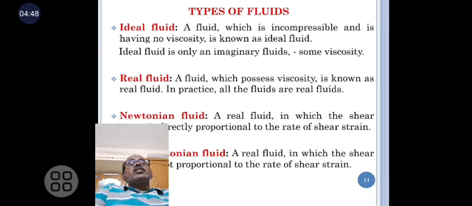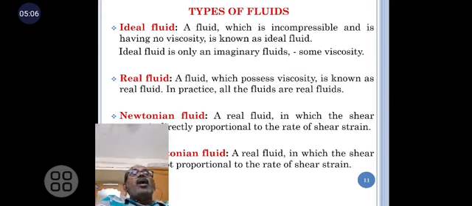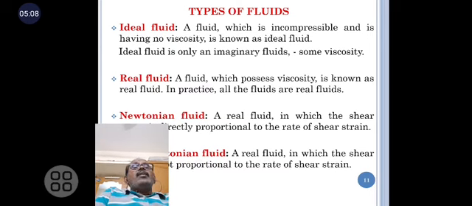Next, we will discuss the types of fluid: ideal fluid, real fluid, Newtonian fluid and non-Newtonian fluid. The ideal fluid is an imaginary fluid having no viscosity. The fluid is incompressible and has no viscosity. That is called an ideal fluid. A real fluid possesses viscosity. In practice, all fluids are real fluids.